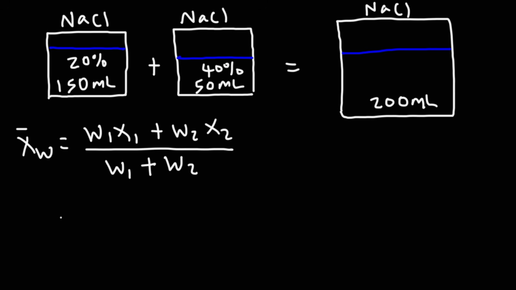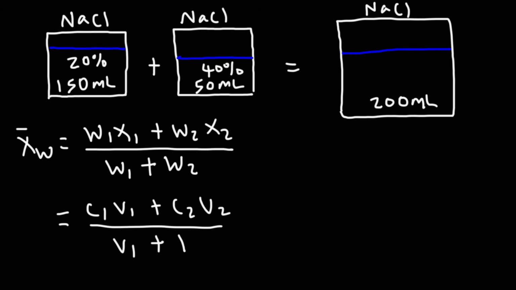In this problem, x is going to be the concentration. The weight is going to be the volume. So it's going to be C1 V1 plus C2 V2 over V1 plus V2. So W1 corresponds to V1 and C1 corresponds to X1. So we're going to get the new weighted concentration, or basically the concentration of the new solution.